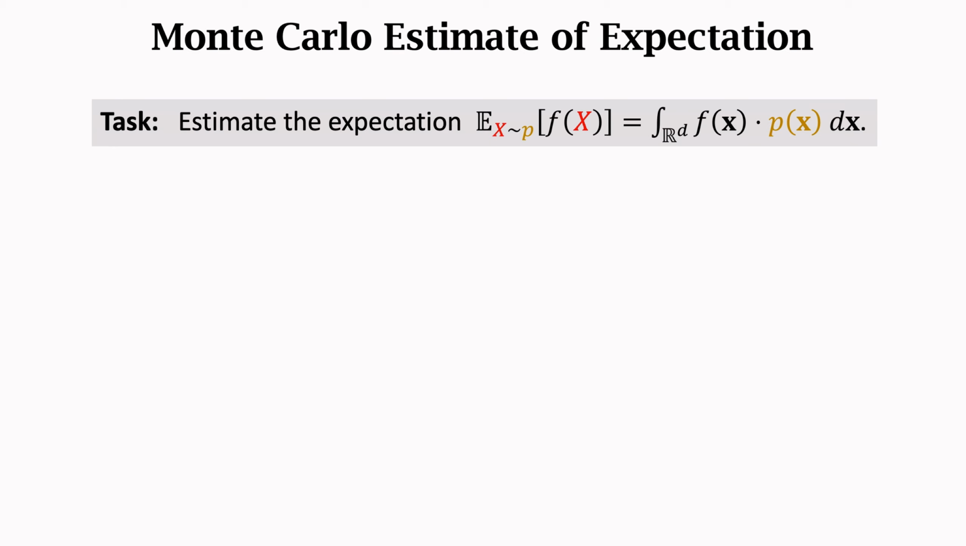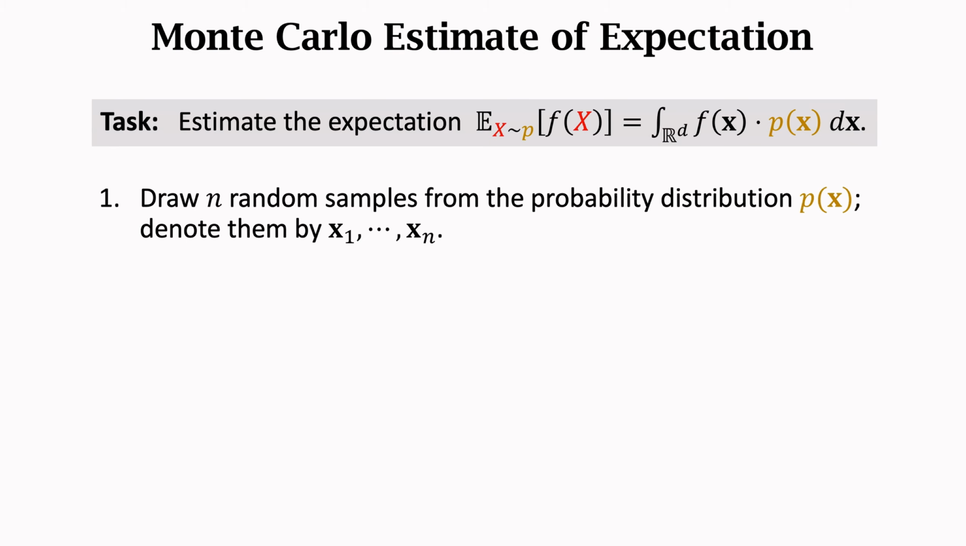Monte Carlo estimate of expectation works in 3 steps. First, random sampling. Draw n random samples from probability distribution Px and denote them by vectors x sub 1 to x sub n. Note that here we do not perform uniform sampling. Instead, the samples are drawn from the distribution Px. For commonly used distributions such as Gaussian distribution, there are existing libraries for programming implementation. Python and MATLAB provide functions for sampling from all the commonly used distributions.